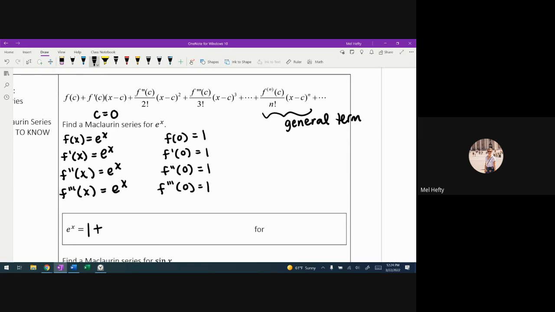All right, what's the next term? Plus 1 times x minus 0. I'm just going to call it x. All right, what's the next term? 1 over 2 factorial times x squared. I'm going to write that x squared over 2 factorial. All right, what do you think I'm going to write for the next one? 1 over 3 factorial times x cubed. I'm going to write it x cubed over 3 factorial.